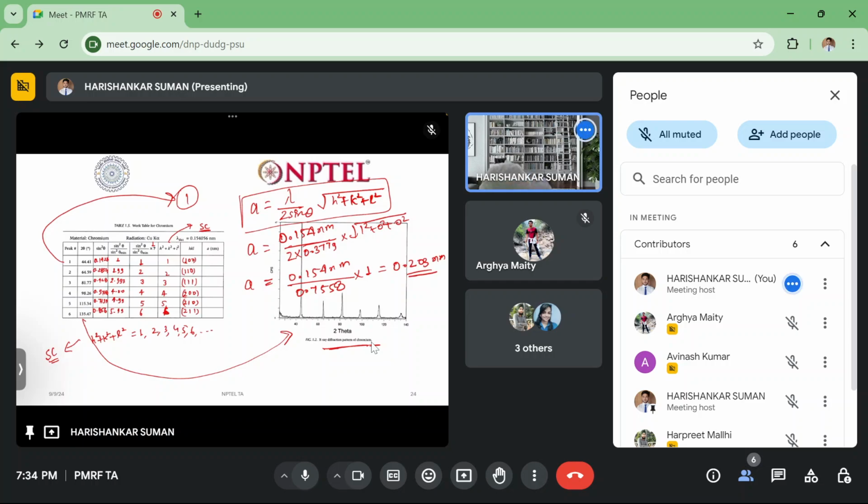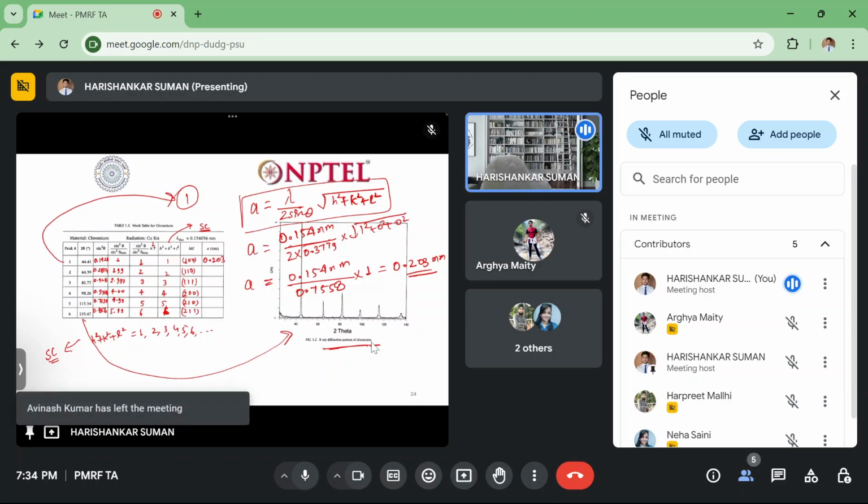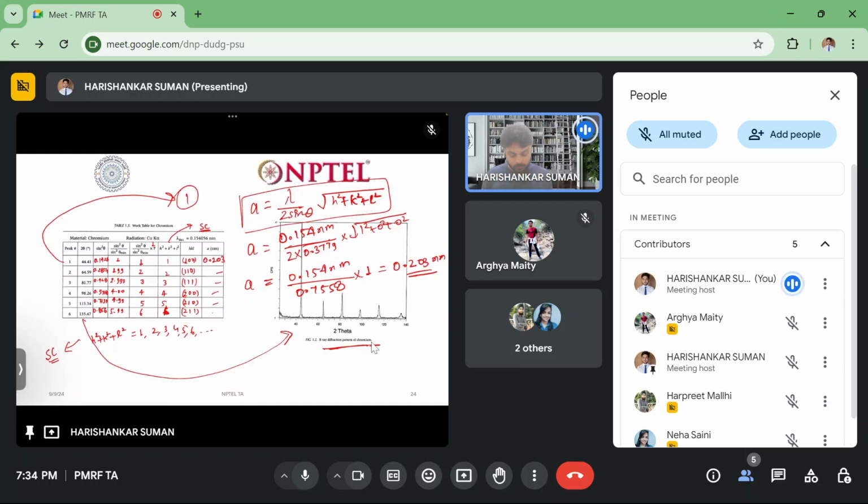Okay, so similarly you can calculate the rest. So this is the procedure. You can find the lattice parameter and crystal structure, simple cube, or body center or face center. Okay.